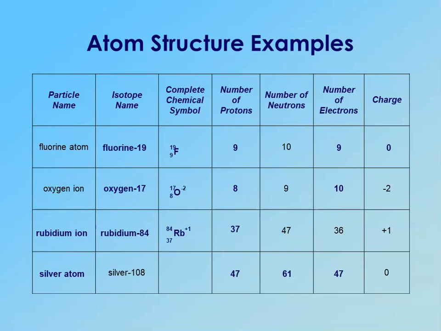And now I can write the elemental symbol. Ag for silver. Bottom left-hand corner would be my protons, 47. Top left-hand corner would be my mass number, 108. And again, you do not have to include the charge. If you want to write anything, you could write it with a 0.